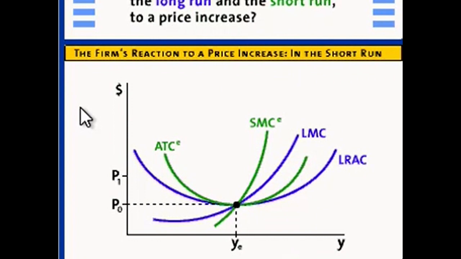So where's the firm going to go? How much extra output will the firm produce in the short run with this higher price? Locate the point in the diagram that represents maximum profit in the short run. The answer is follow the price over to the short run marginal cost curve, and that gives you the profit maximizing output in the short run.